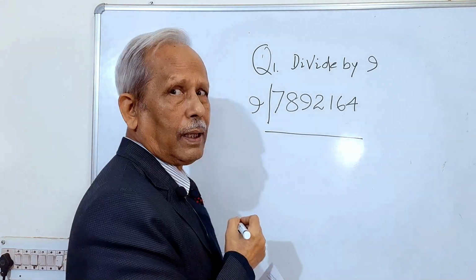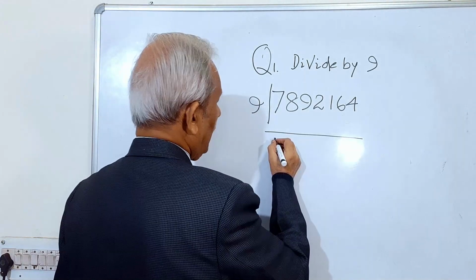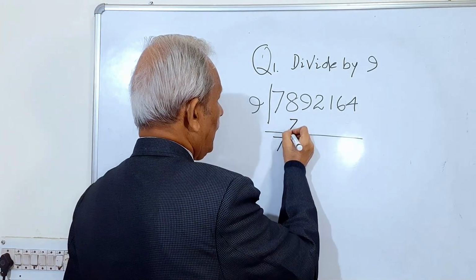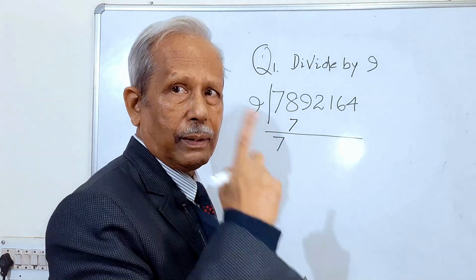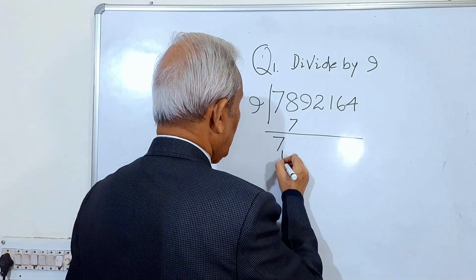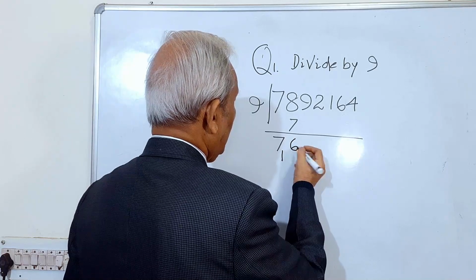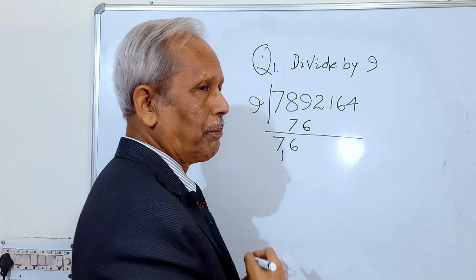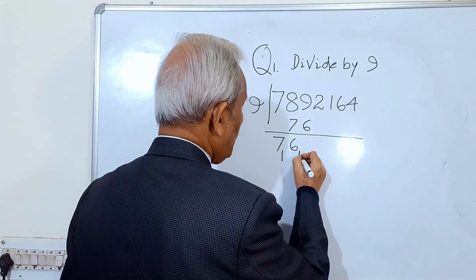Division in one straight line, right? 7 as it is coming down. 7 into 1, 7. 8 plus 7, 15. 9 goes one time into it. 1 here, 6 here. 6 into 1, 6. 6 here. 9 plus 6, 15. 9 goes one time into it.